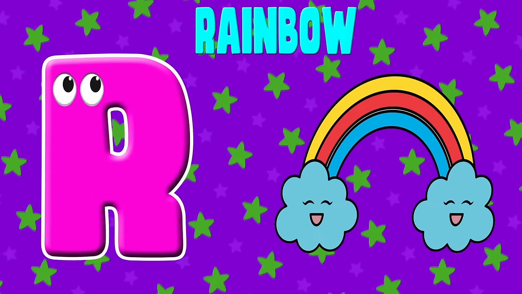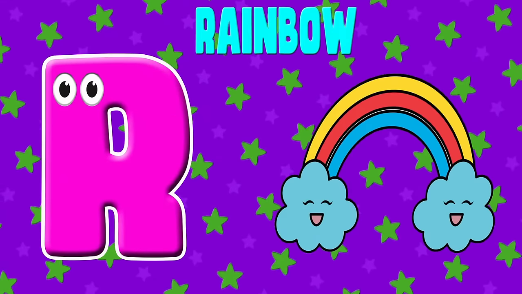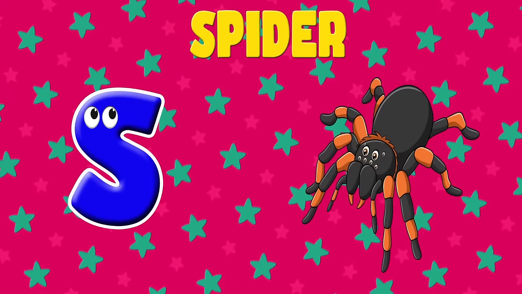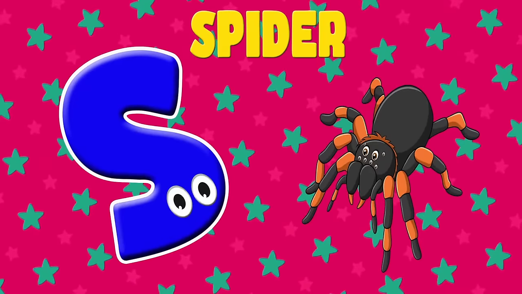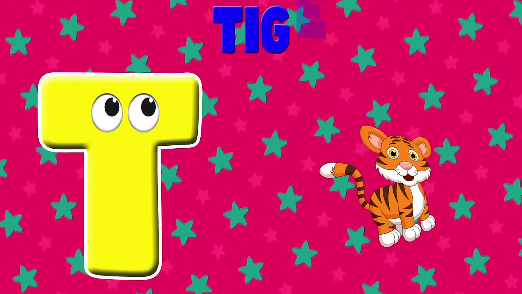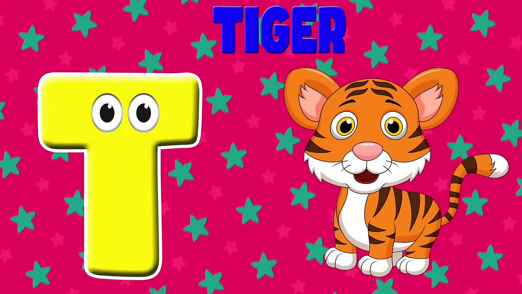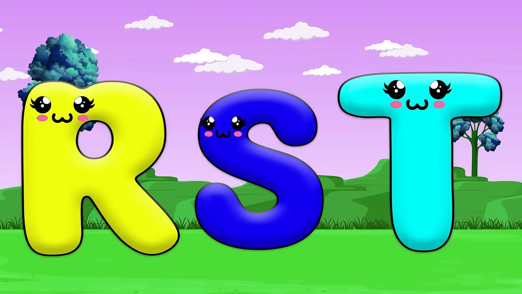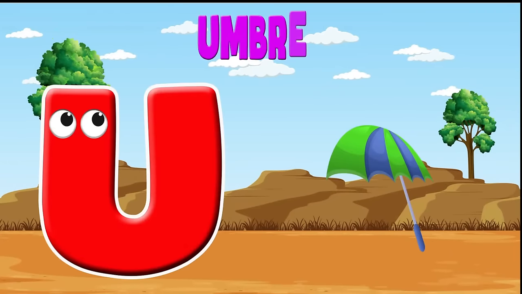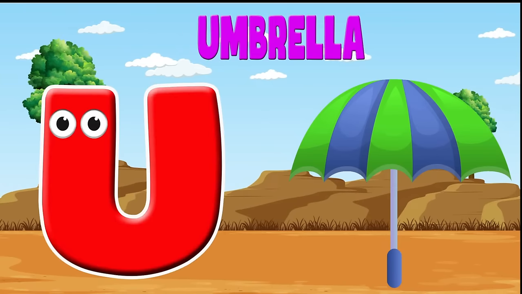R is for rainbow. R r rainbow. R rainbow. S is for spider. S s spider. S spider. T is for tiger. T t tiger. T tiger. U is for umbrella. U u umbrella. U umbrella.